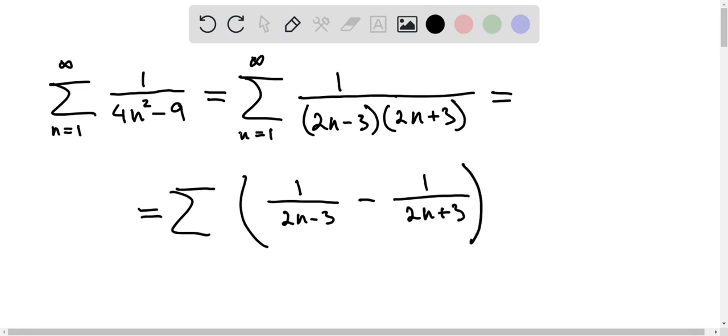Now let's check our calculations. If we bring this to the common denominator, we're going to get 2n plus 3 in the first fraction, and we will have to multiply the second fraction by 2n minus 3. And when we subtract them, we're going to get 6 in the numerator, right? However, in the original fraction, we have 1 in the numerator. So we have to multiply this whole thing by 1 over 6.